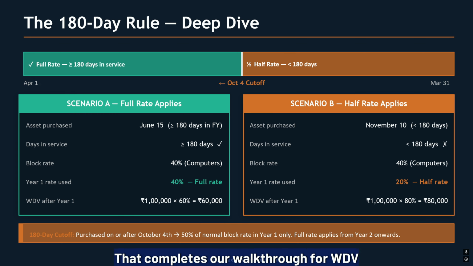That completes our walkthrough of the WDV method, the block system, the financial year alignment, the 180-day rule, and the no salvage value principle. If you are using Depreciation Labs for WDV calculation, all these rules are built directly into the engine. As I mentioned, Depreciation Labs contains a full-fledged suite of calculation reports, including Form 3CD, which you can use readily to file the tax return for the depreciation of assets. So we will go through the WDV India tax method in detail in future videos.